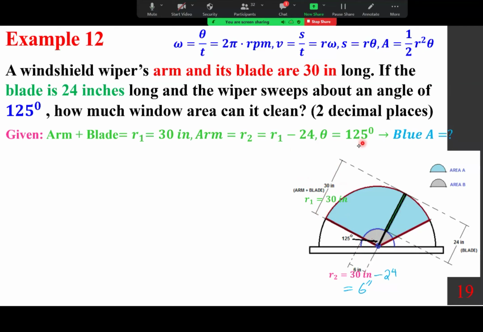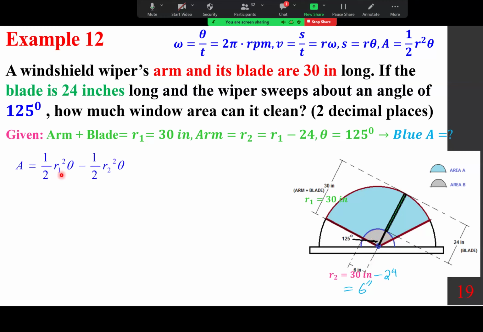And the angle, 125 degrees. We want the blue area. So when we use this formula with R1, it gives us the blue area plus the gray area. So we use R1 to find the entire area. Then we use 6 inches, or R2, to find the gray area and subtract it.